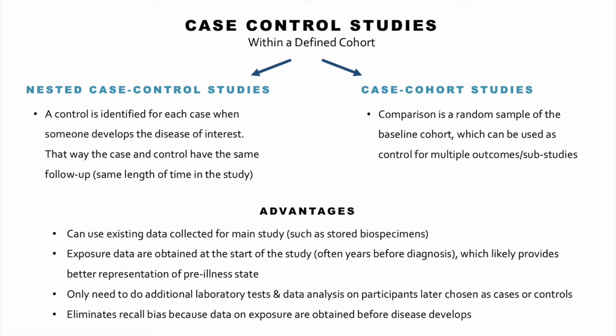Another efficiency benefit is that you only need to do the additional testing on the people in the bigger study who later get chosen to be either cases or controls. For example, if the big study has 100,000 people in it, but you have 1,000 people in your smaller nested case control study, you only need to test the blood or whatever it is of those 1,000 people, not everybody in the big study.